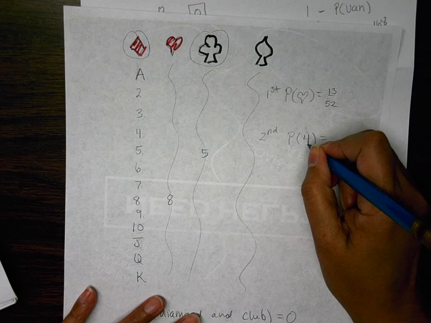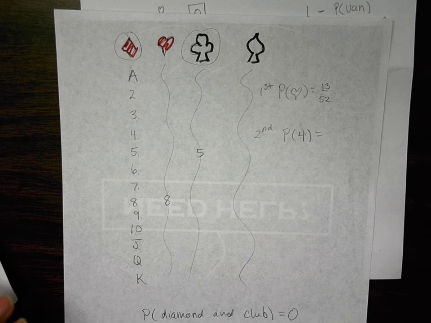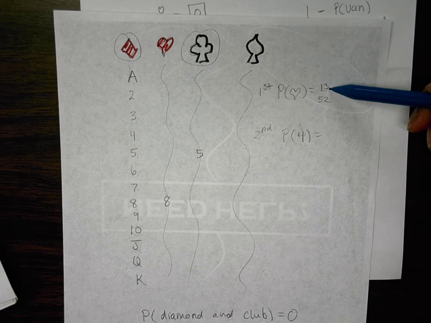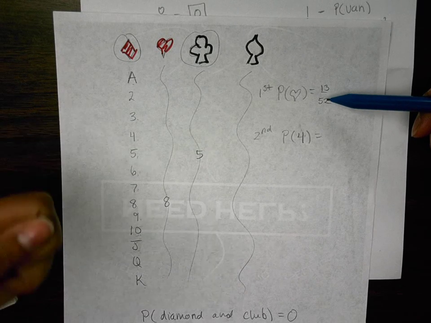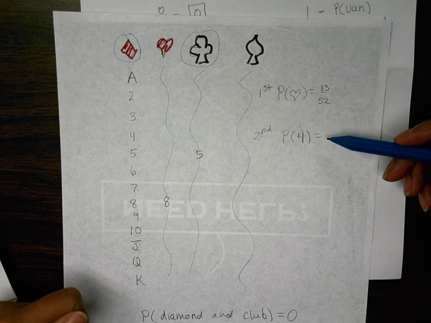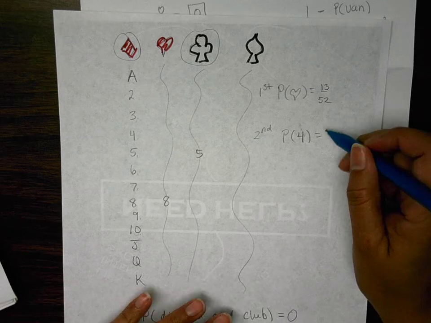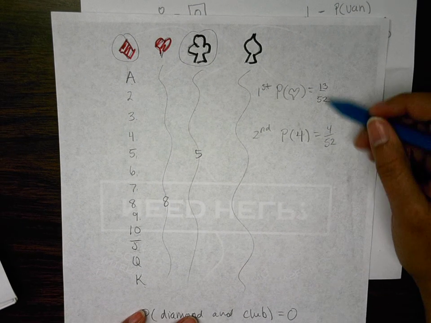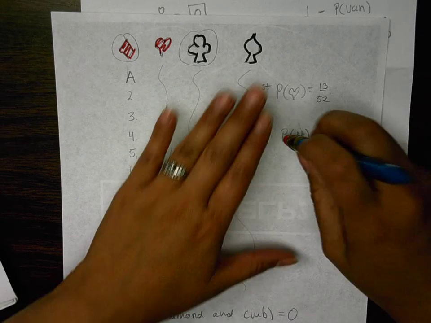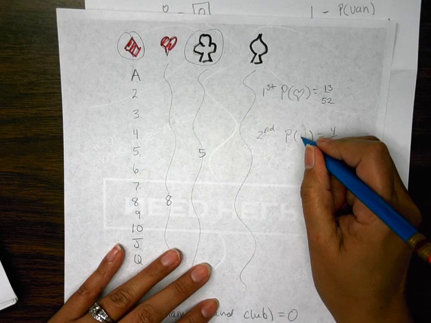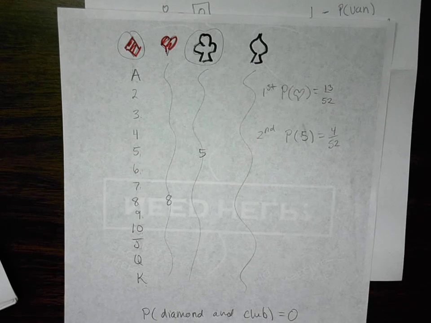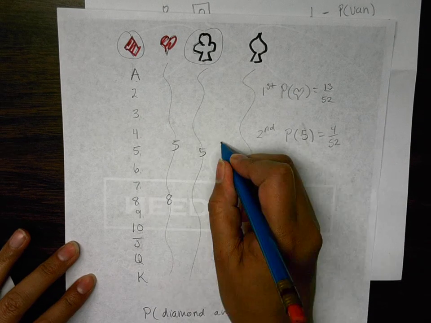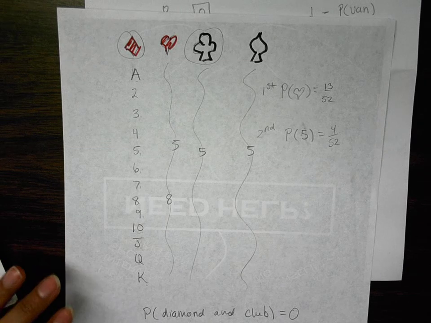You took out the heart and put that card back. So how many 4s are there? 4 out of 52. Why is it still out of 52? Because you put the card back. Now I'll change this to a 5. Would it still be 4 out of 52 for the 5? Yes. So what if I did not replace the card?